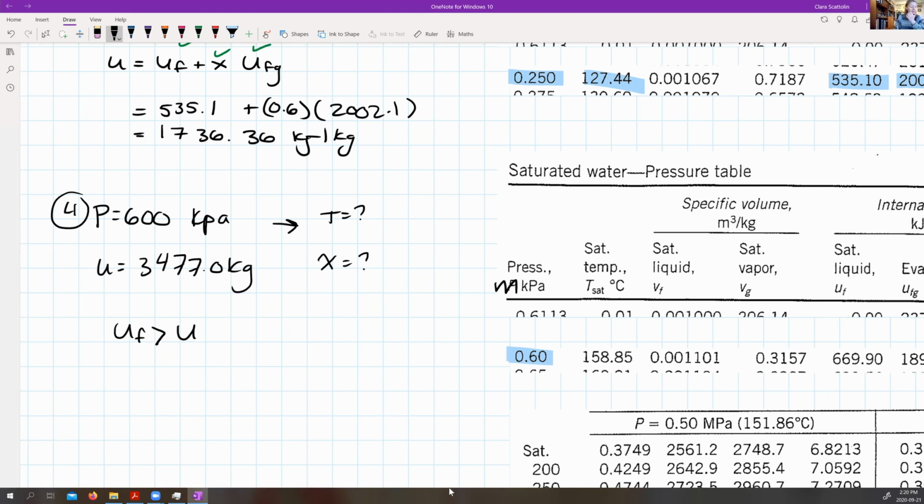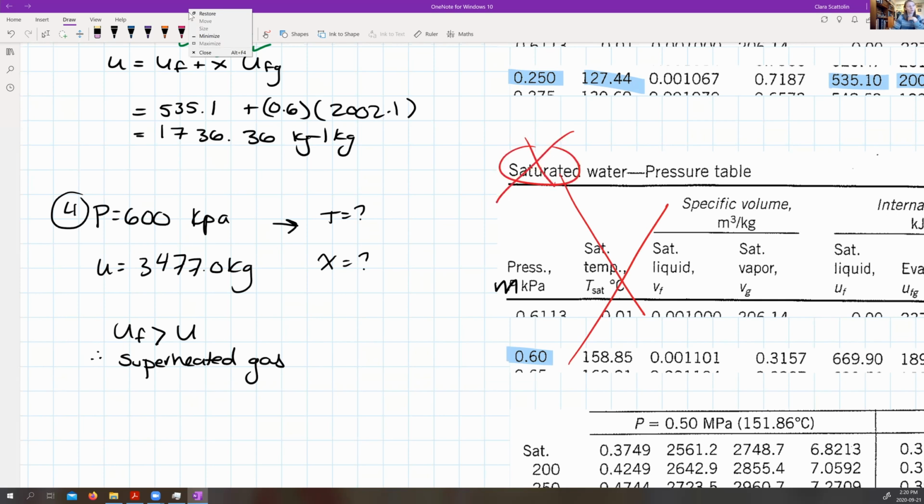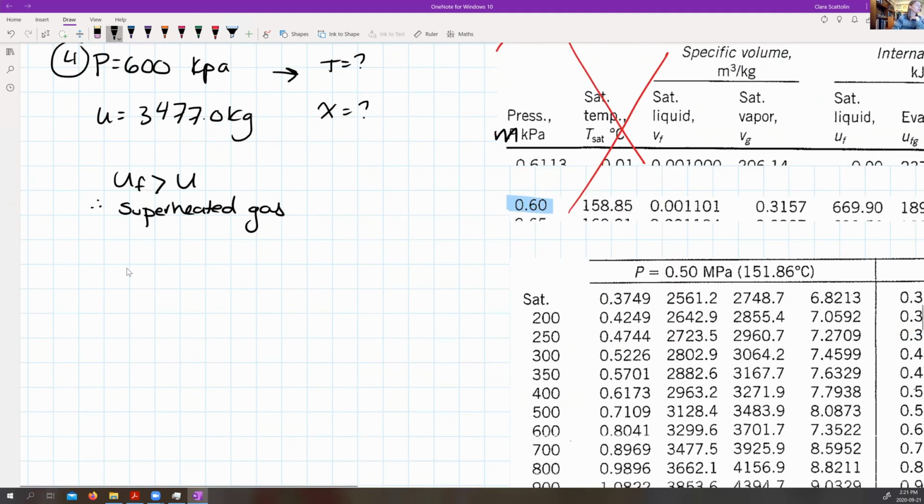What does that mean? It means that I'm a superheated gas, okay? I'm no longer in the mixture phase. I'm a superheated gas. And so this table here is no good. Let me take red. This table is no good because I'm not saturated. I'm superheated. Knowing that I'm superheated, there's no quality because it's pure gas. So there's no value of x, no quality.